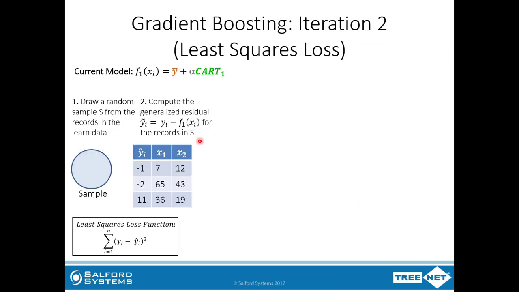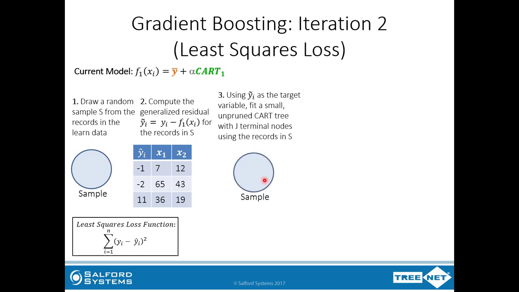Okay, so now we know how to compute our generalized residual. So what we'll do is set our y tilde, which is just our generalized residual, as our target, and then fit a small CART tree with J terminal nodes to this target, using the records that we had in step 1 here. So we'll have our sample again, and we'll fit a CART tree.